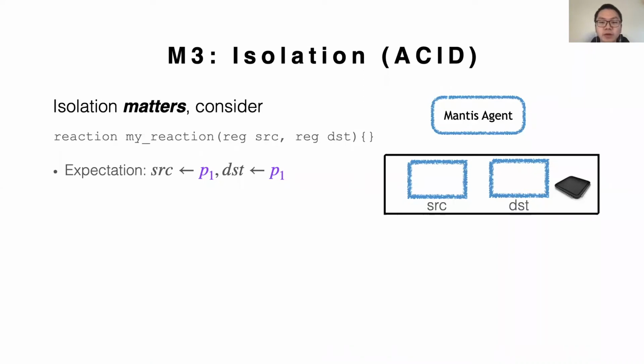However, without coordination, what could happen is that during the first poll, it gets the value of source from packet P1, but then during the second poll, it gets the value of destination for another packet P2. Such non-isolated measurement could break the semantics of the reaction logic. Similar problems arise when updating multiple entities in the same reaction.